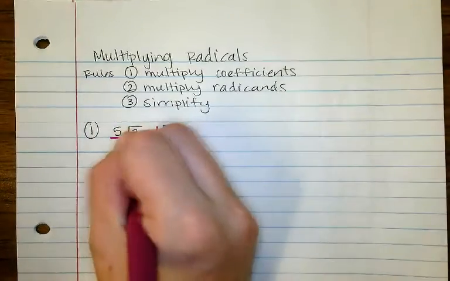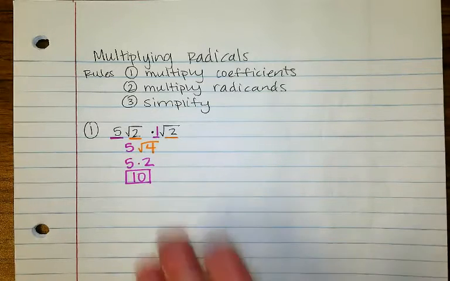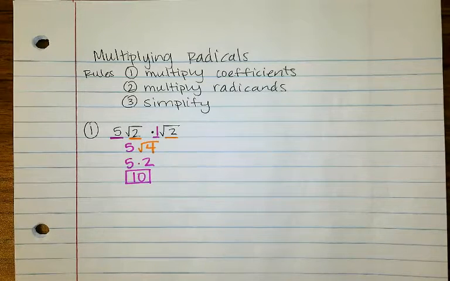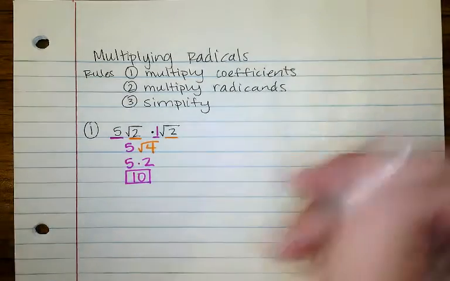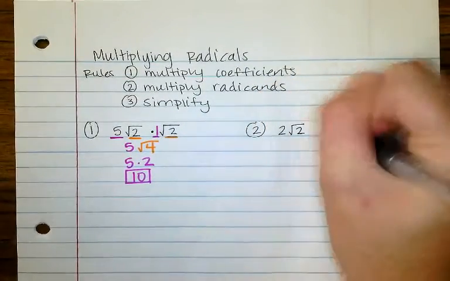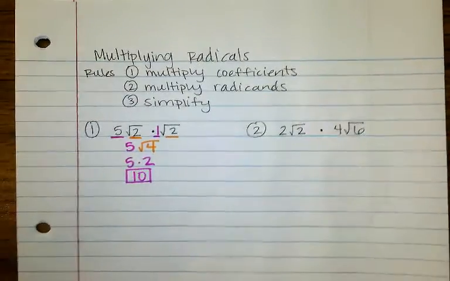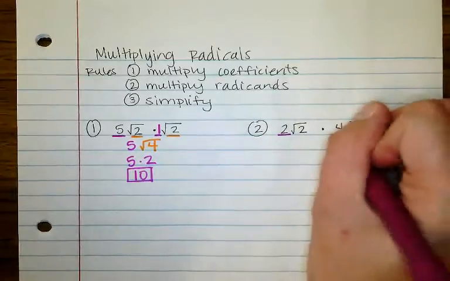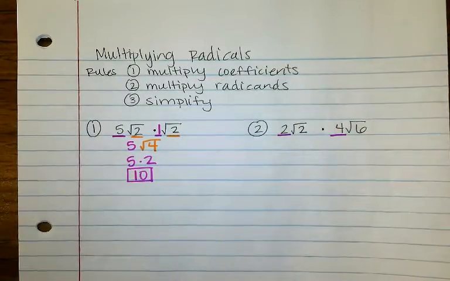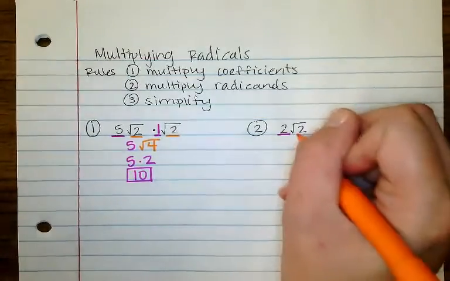Now this one happened to be a nice pretty number. Most of the time they don't always work out that way. So let me do another one. Let's take a look at number 2 here. What if I do 2 radical 2 times 4 radical 6? First we multiply our coefficients. What's 2 times 4? 2 times 4 is 8. And then 2 times 6 is 12. So this becomes 8 radical 12.